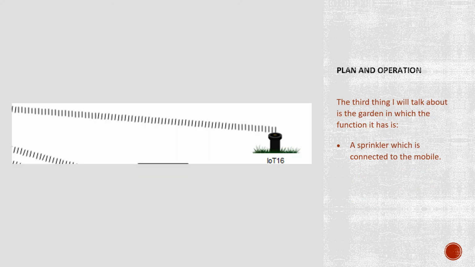The third thing I will talk about is the garden. It has a sprinkler, which is connected to the mobile, so it's more simple. You open and close it using the mobile, and create rules, for example, if at 12 o'clock it automatically opens the sprinklers, and closes at 1 o'clock, for example.